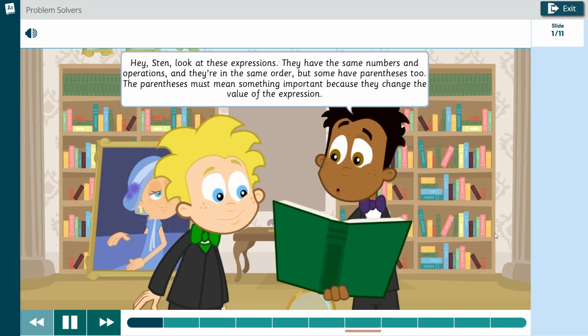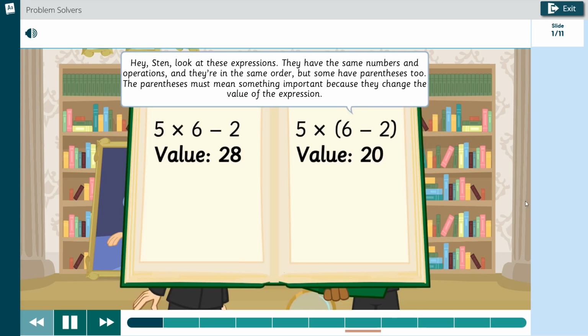Hey, Stan, look at these expressions. They have the same numbers and operations, and they're in the same order, but some have parentheses too. The parentheses must mean something important because they change the value of the expression. Parentheses are important. They say, do me first.